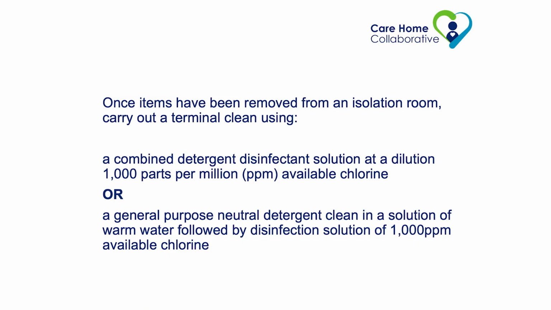Once items have been removed from an isolation room, carry out a terminal clean using either a combined detergent disinfectant solution at a dilution of 1,000 parts per million, or a general purpose neutral detergent in a solution of warm water, followed by a disinfection solution of 1,000 parts per million. The room should be cleaned from the highest to the lowest point and from the least to the most contaminated point. Always remember to follow the manufacturer's guidance and recommended product contact time for the cleaning disinfection solution used to carry out the terminal clean.